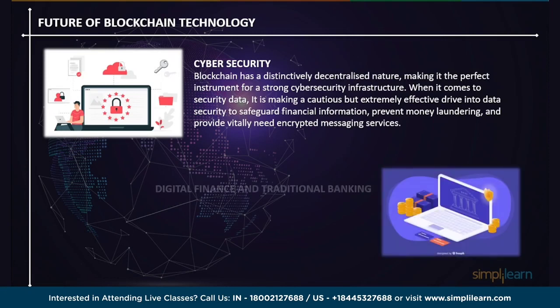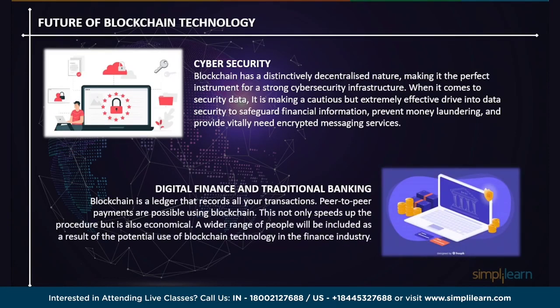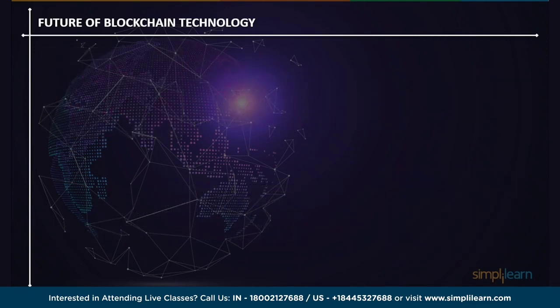Second is digital finance and traditional banking. Since the financial industry significantly relies on the banking sector, protecting transaction data is crucial. Blockchain is a ledger that records all of your transactions. To proceed a payment or open or close an account, banks need many days. So peer-to-peer payments are possible using blockchain. This not only speeds up the procedure, but is also economical. You won't be required to pay a third party or a bank to store your funds. A wider range of people will be included as a result of the potential use of blockchain technology in the finance industry.